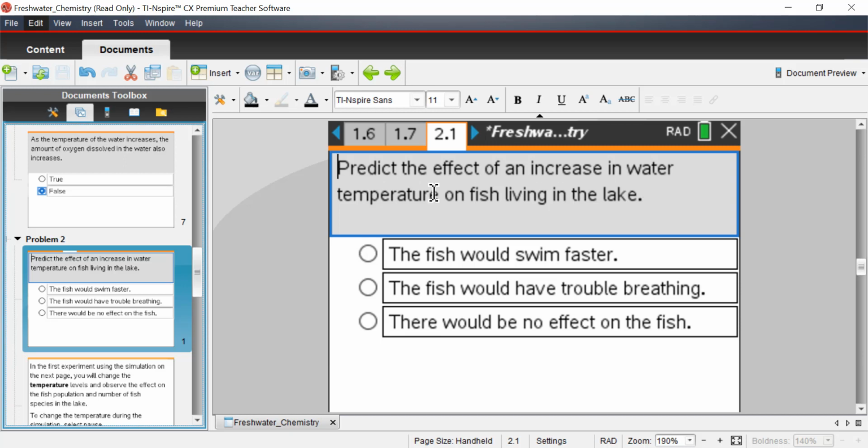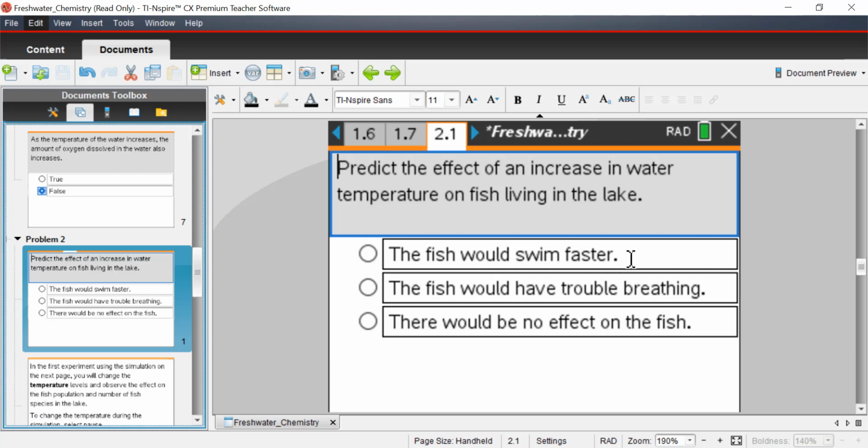So anyway, the question says, predict the effect of an increase in water temperature. Well, you know by now that an increase in water temperature also means a decrease in, that's right, dissolved oxygen. So if there's a decrease in oxygen, that means there should be a decrease in the amount of fish.